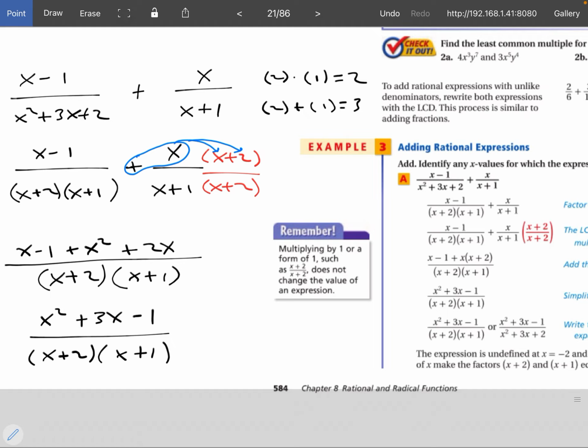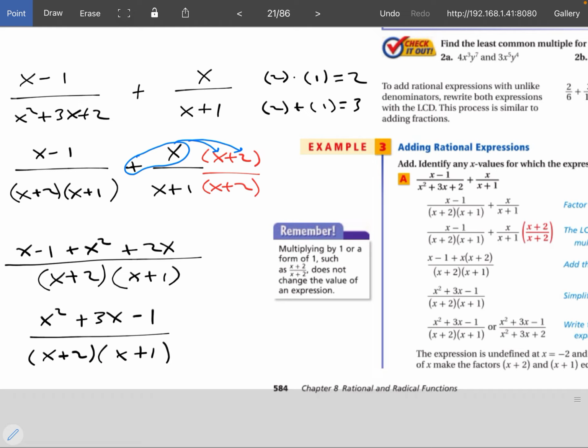And then this one does say to identify any, let's try to start doing that a little bit. So this one says identify any x values for which the expression is not defined or undefined. So let's do that real quick on this one. So what could you not put in right here? What would cause division by 0? Yeah, you can't put a -2 in right there. Do you see that? Because -2 plus 2, that would be 0. And then 0 times anything would be 0. And then you'd be dividing by 0.